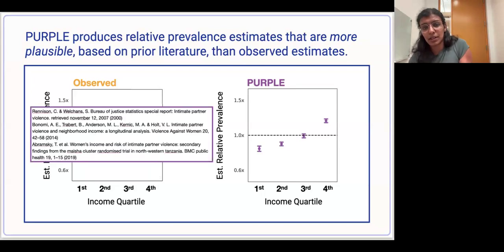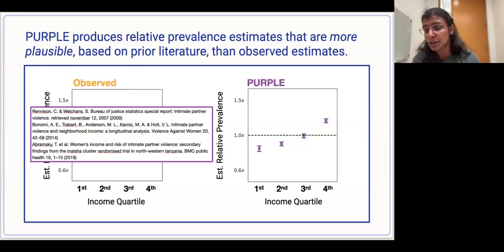And the answer is that an overwhelming amount of past literature supports a monotonic relationship between these two variables. And it suggests that the observed diagnoses are missing something important in terms of really helping us understand health disparities. So here, what I've plotted on the y-axis is relative prevalence of the outcome.